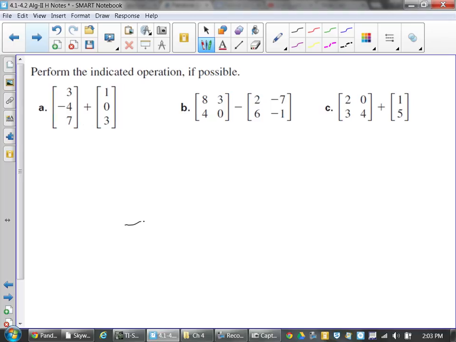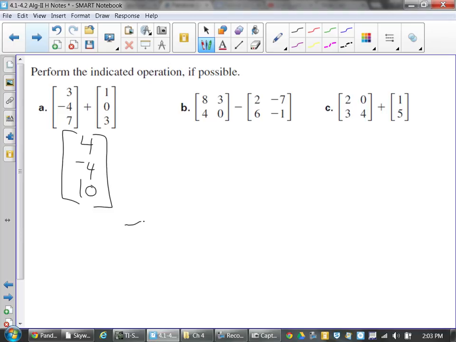That's a 3 by 1, isn't it? The other one's a 3 by 1. Are they the same dimensions? Yes. Okay, what's 3 plus 1? 4. What's negative 4 plus 0? Negative 4. What's 7 plus 3? Yay. There's your answer. Math.